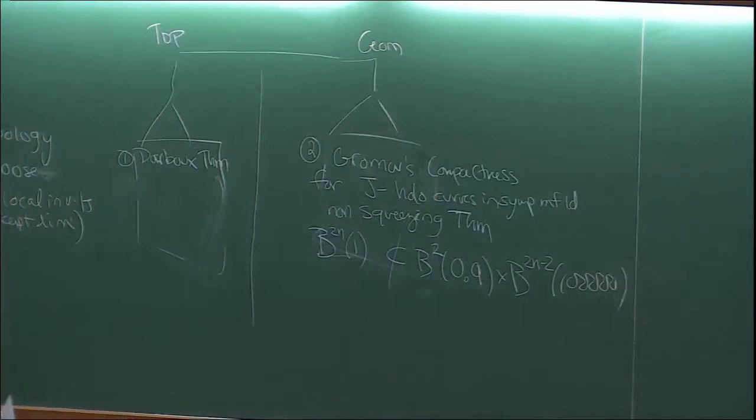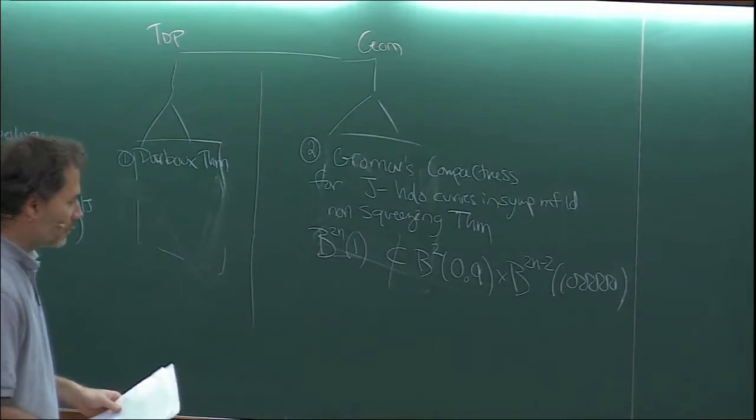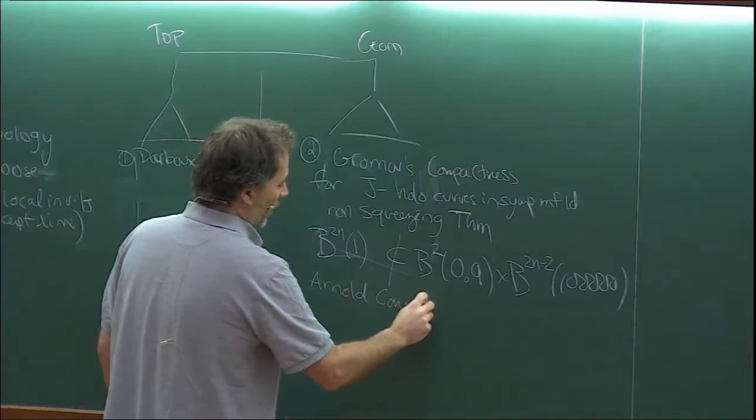So this was the first of many results coming from these J-holomorphic curves, all of which demonstrated that this should really be called geometry, that there are local things that make it not like topology. Maybe the most celebrated one, arguably, is the Arnold conjecture.